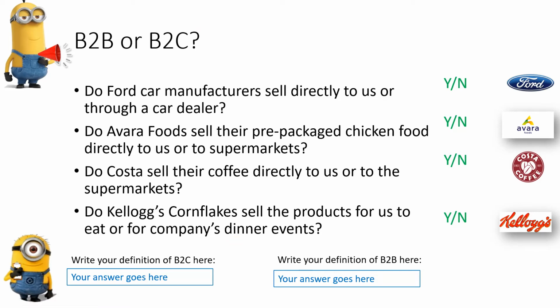Right, here's the final bit of the task. You've got the definitions. So business to business, there were a couple of examples of those above where you needed to get rid of the N, the no, and just leave the Y for the yes. There were a couple of business to customers, and you need to do exactly the same, so you've got two examples of each. So down here, if you've been paying attention to Kevin, then you should get your definitions in the blue boxes written here of what a business to customer, B2C, is, and what a B2B, business to business, is.